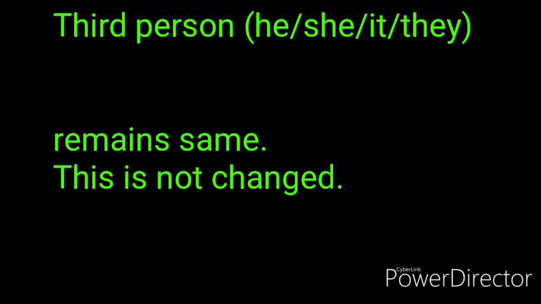Third person, about which we say something in a sentence, that is third person. The examples of third person are he, she, it, and they. They is plural of he, she, and it. He, she, it are singular, and they is plural of these three words. There is no change in third person, and we do not change third person in reported clause. It is put as it is.